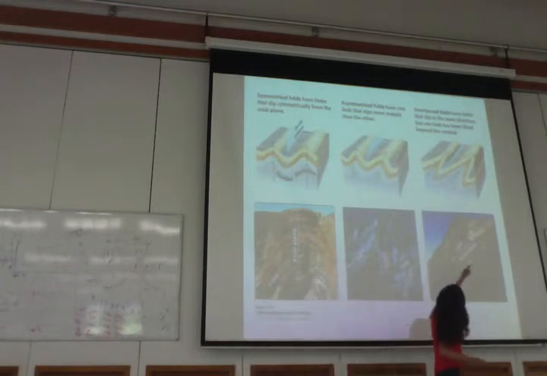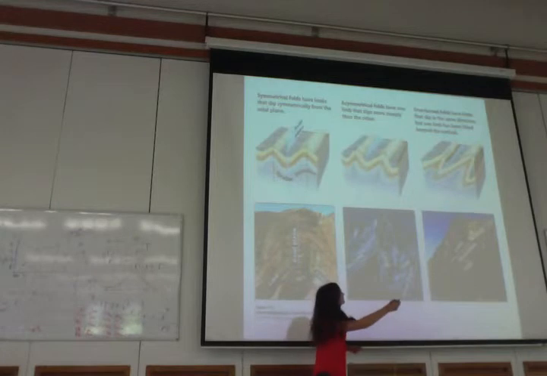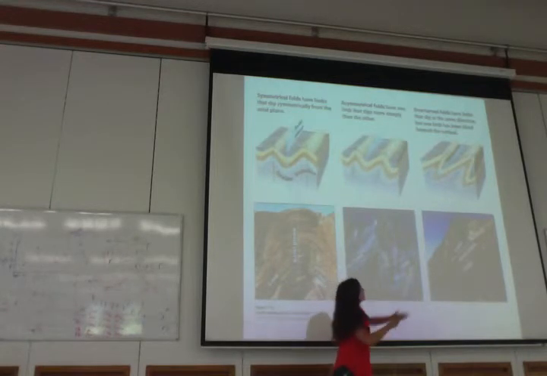So this is a nice example of an overturned fold here. And you can see it in the picture above. The beds on this side are actually upside down.